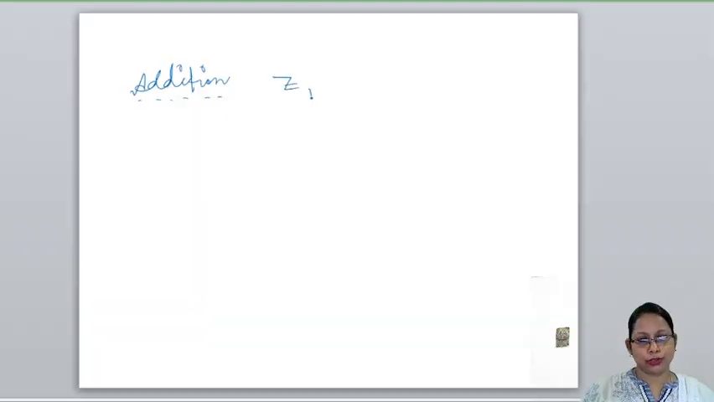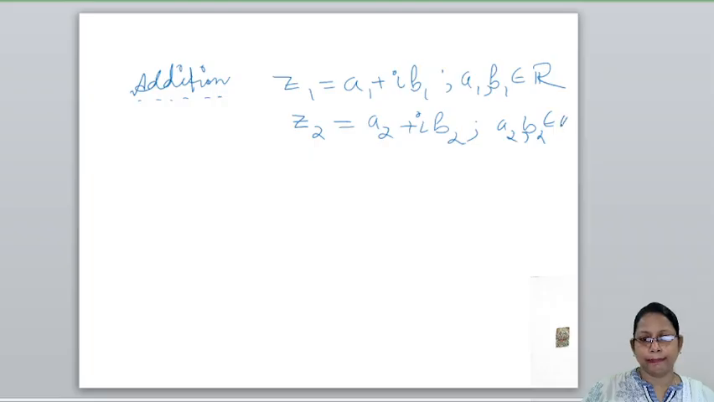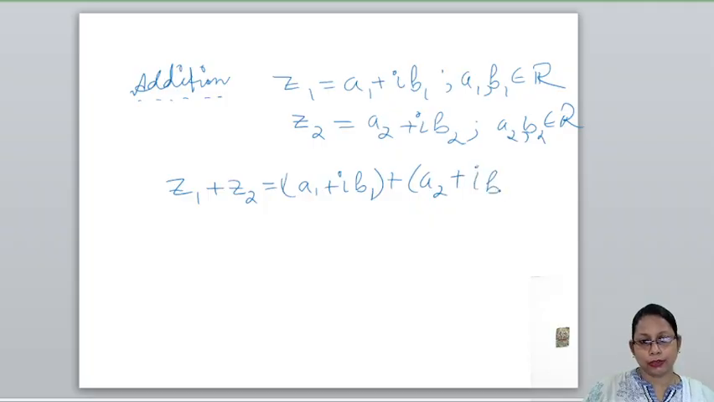If z1 is equal to a1 plus i b1, where a1, b1 belong to R, the set of real numbers, and z2 is equal to a2 plus i b2, and a2, b2 belong to R, then the addition z1 plus z2 is given by the sum of the right hand sides, that is (a1 plus i b1) plus (a2 plus i b2).